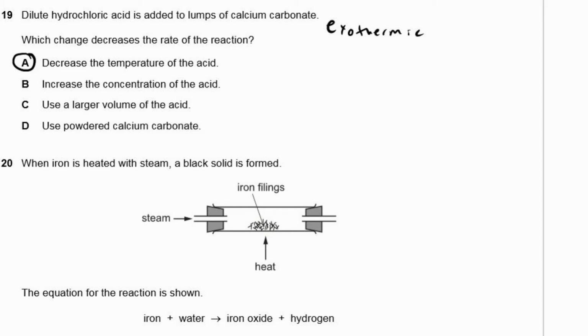Not always, though. If you increase the concentration of the acid, will that slow it down? No. If you have more stuff to react with, it will react faster. If you use a larger volume of the acid, so again, more stuff to react with, it will react faster. If we use powdered calcium carbonate, the key word there is powdered. That means increased surface area. Increased surface area means faster reactions, and that's pretty much with anything. So the answer here is A.